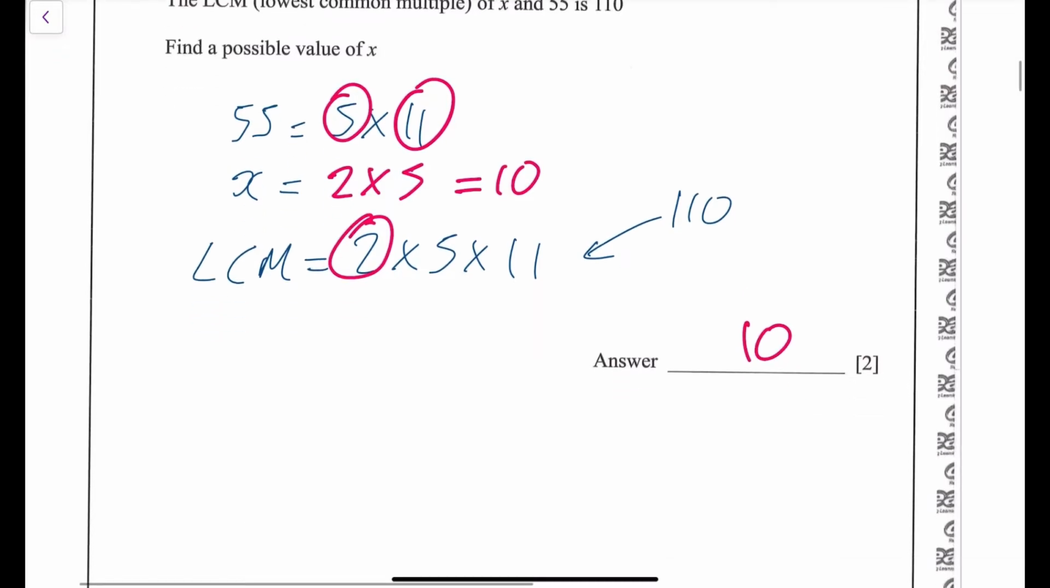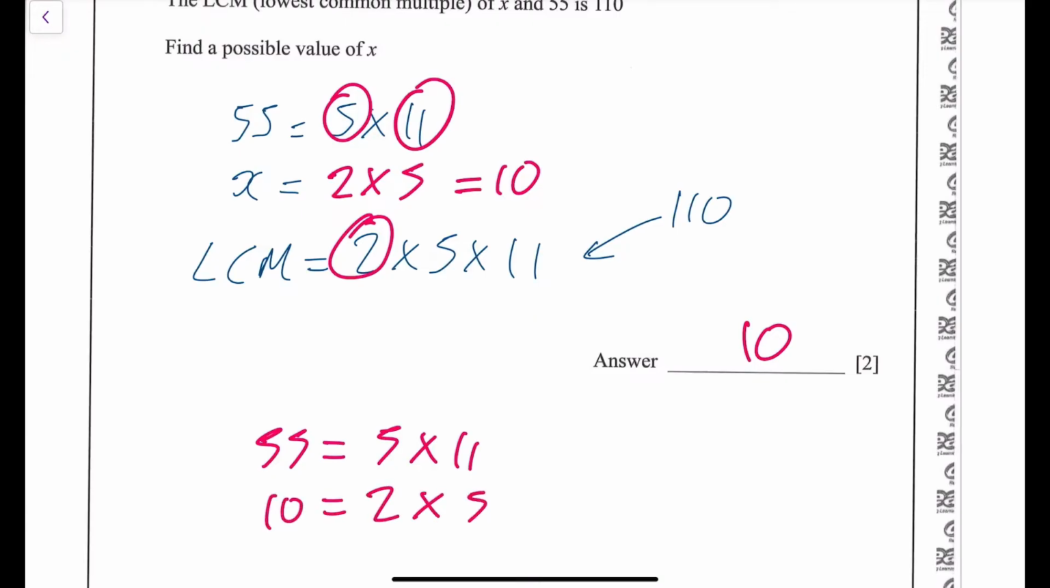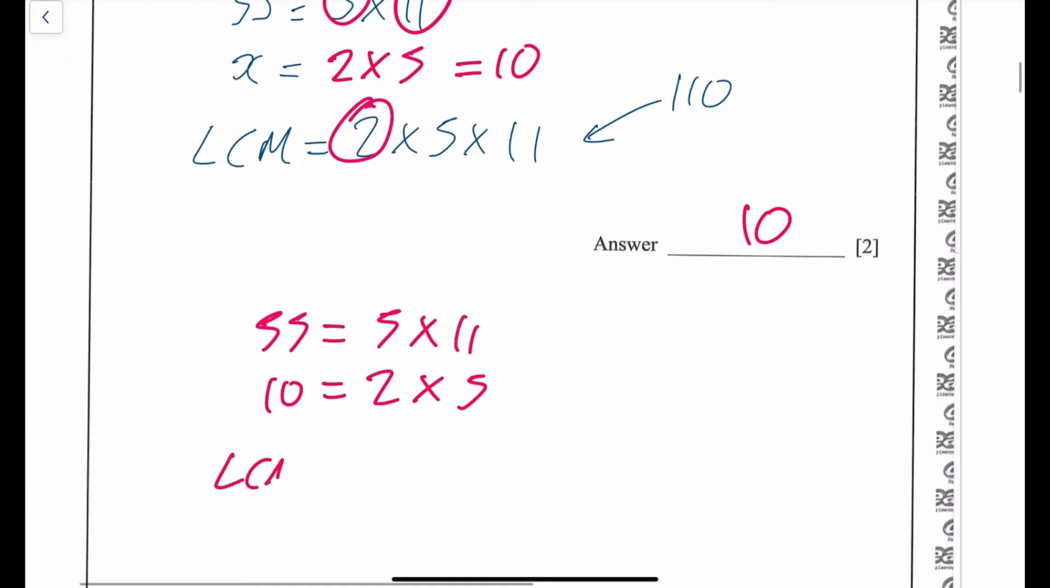And if you think about it, if I was to do that all again, 55 is equal to 5 times 11, and my 10 is equal to 2 times 5. For your lowest common multiple of those, you take the biggest of each different kind of thing you have. I've got a 2, I've got a 5, and I've got an 11, and that is it. So my answer is just going to be 10.